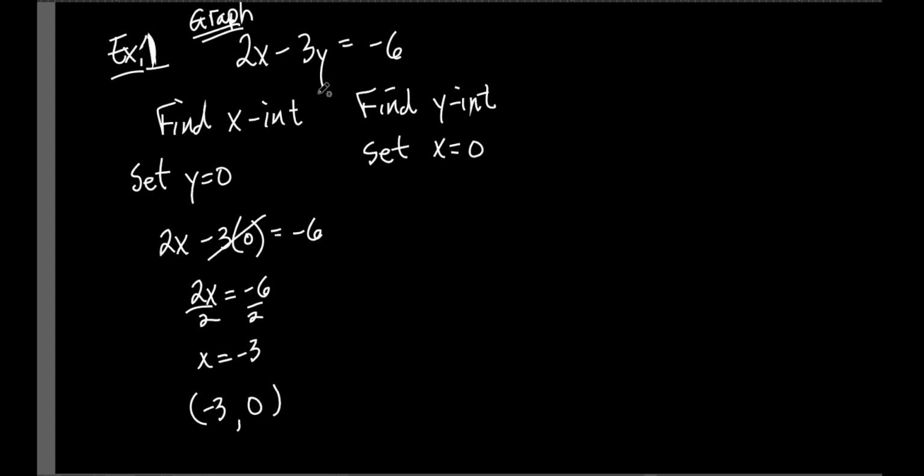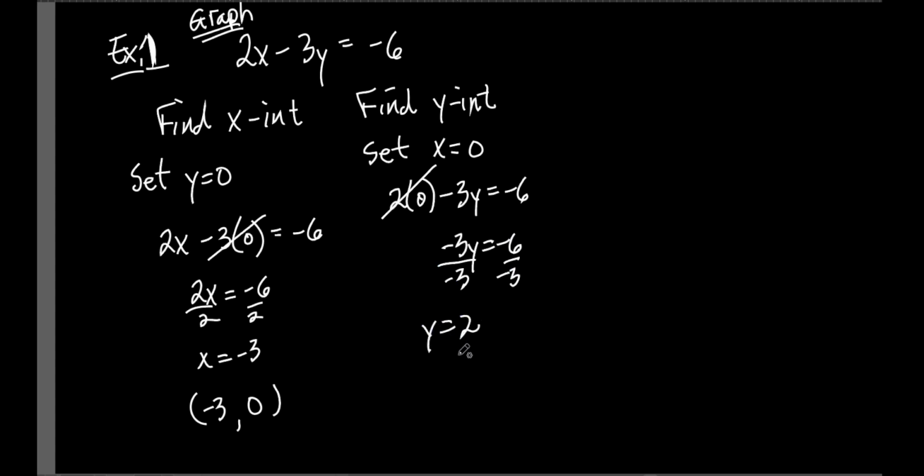We're going to set X equal to 0. So let's go back to this equation, and now instead of y being 0, we're going to make the x equal to 0. So I put 2 times 0 minus 3y equals negative 6. This being 0 really makes this thing easy, doesn't it? All right, so it's negative 3y equals negative 6. Divide by what? Negative 3, very good. And then y equals 2. But what's my ordered pair? What's my y-intercept? It's 0, 2.